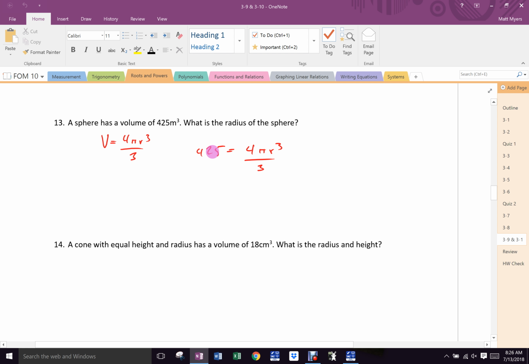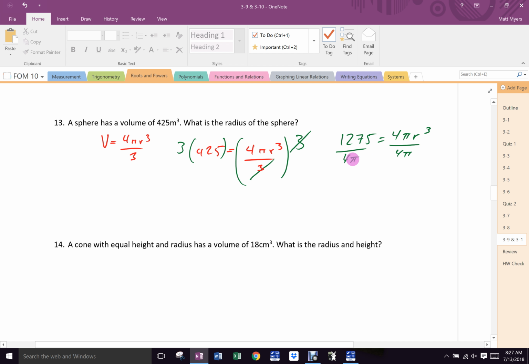Start with the formula, fill in what you know, and then do algebra. Do people need me to do the algebra? I don't mind. How do I get rid of divide by 3? Multiply both sides by 3. Cancel, cancel. 3 times 425 is 1,275 equals 4 pi r cubed. How do I get rid of 4 times pi?